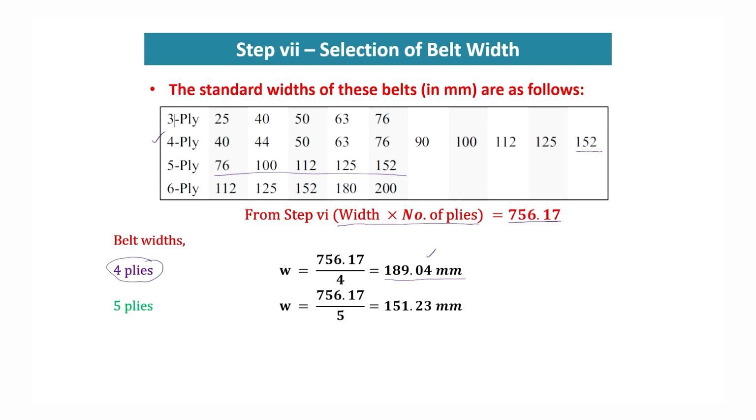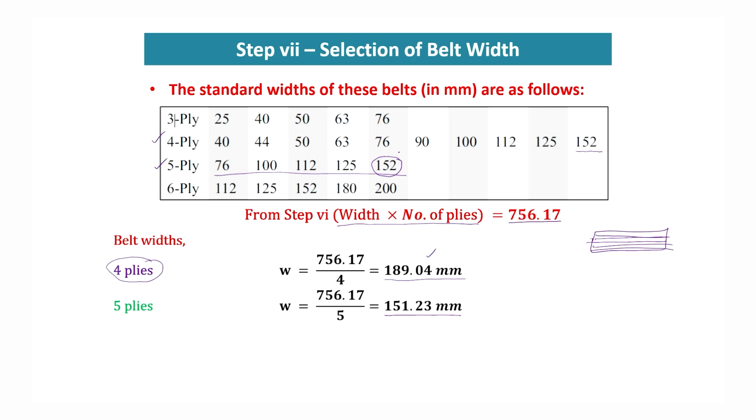Now, we come to the 5 ply belt, in which there are 5 layers, 1, 2, 3, 4 and 5. So this width will equal 756.17 divided by 5, because now 5 is the number of plies. It comes as 151.23. When we see the standard table, for 5 ply, the width of the belt is up to 152 mm and the requirement is 151.23. It means we may go for the 5 ply and the width may be taken as 152.